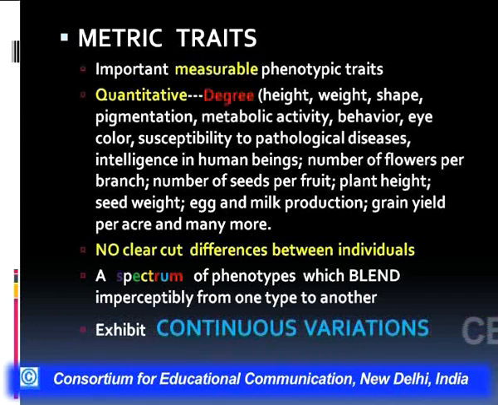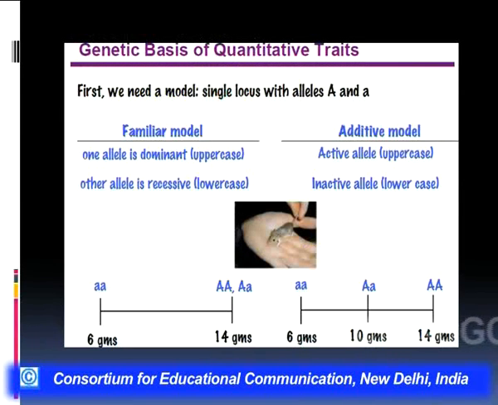there is no clear cut difference between the individuals. We cannot just classify them as tall and dwarf. There is in fact a spectrum of phenotypes. That means this is going to blend in a very imperceptible manner from one type to the other. That is why it would give rise to a Gaussian or a pyramidal type of a graph. In other words, such variations are not abrupt, they are not discontinuous, they are of the continuous type.